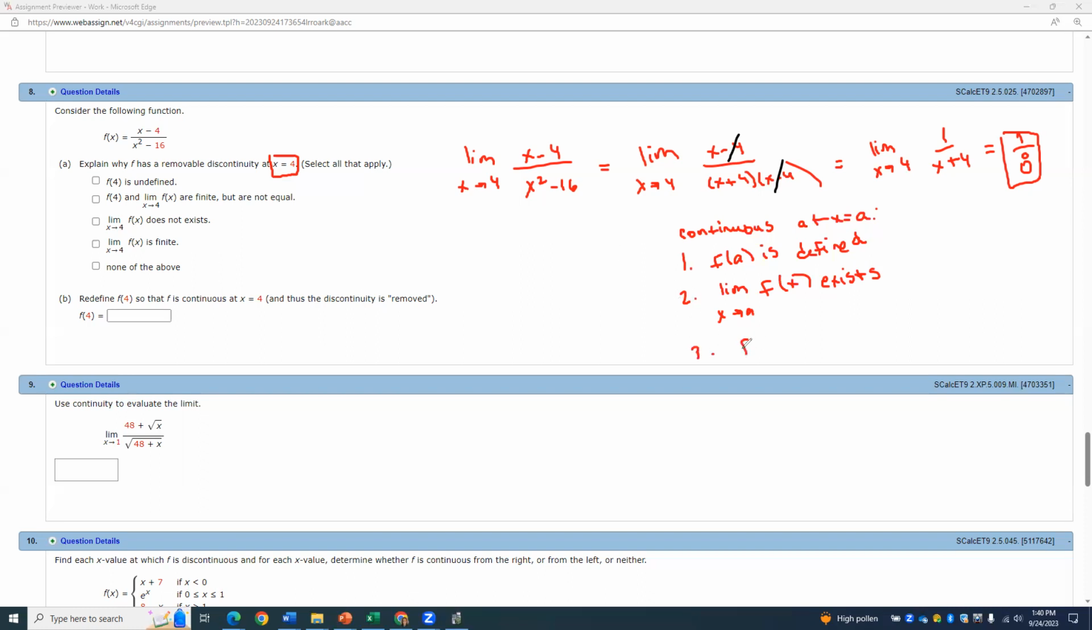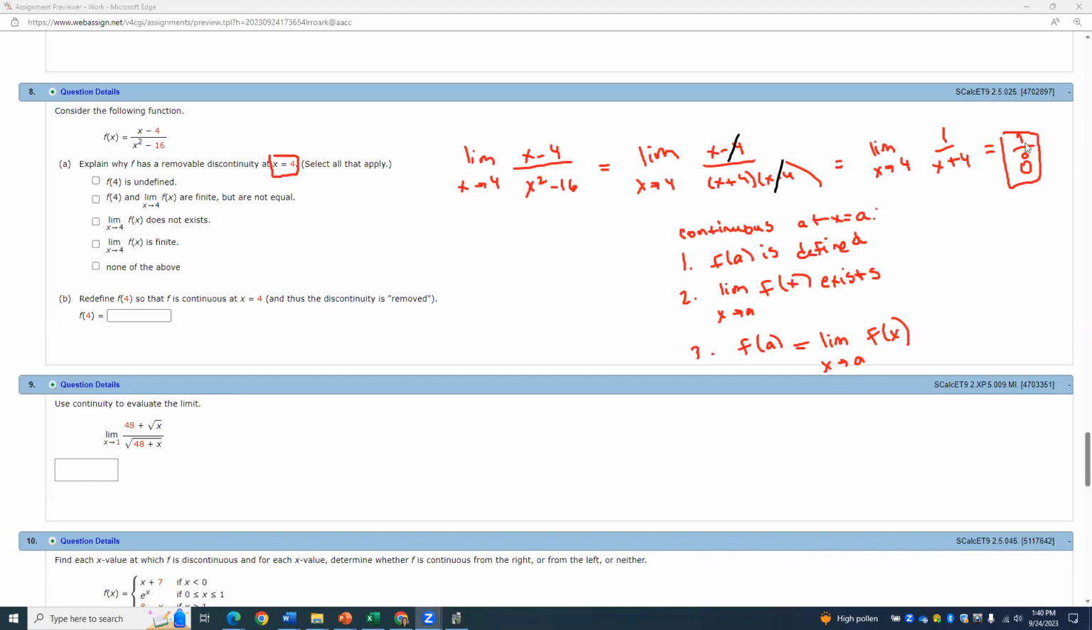And the last condition to say that something is continuous is that the limit has to equal the function value at that point, right? So we also don't have that, because we weren't able to just plug in 4 and get an output. Okay, so those are the 3 conditions of continuity.